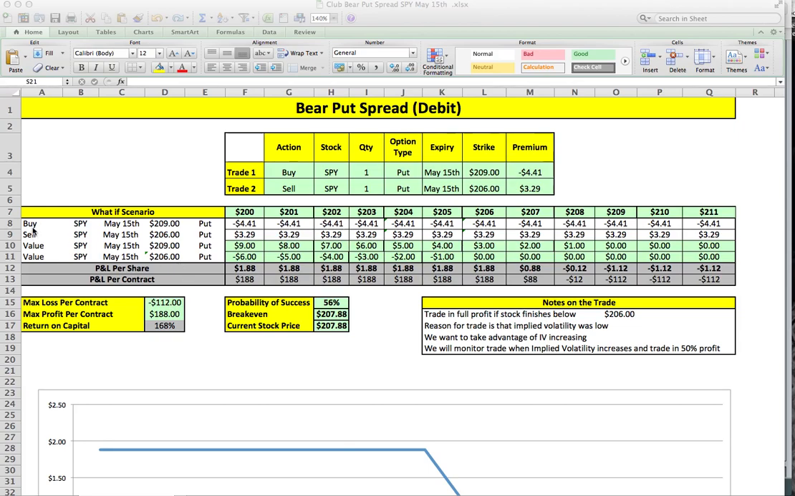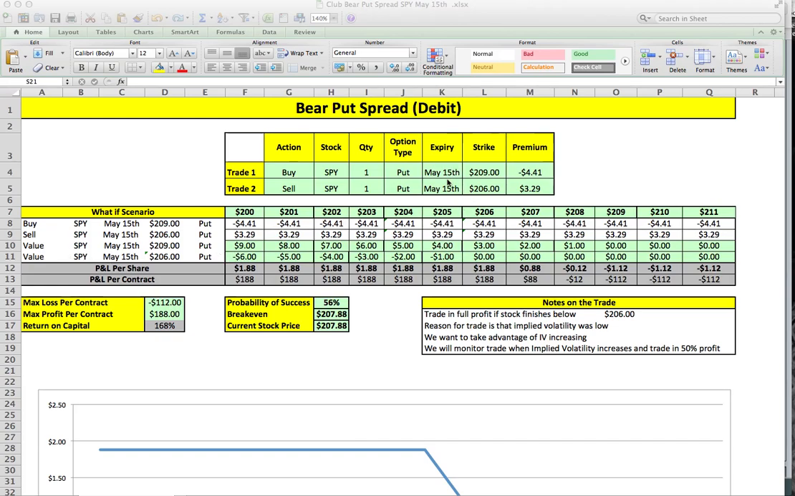The second step is we put in the information that we know. We know that we bought an SPY May 15 209 put, and it cost us 441. So we fill in the grid lines all the way across for this particular one, because that's what we paid. That's known information. And the second part of the trade, we know that we took in premium of 329 for selling the 206 put. The next stage is we have to put a value on both those two options at expiry.